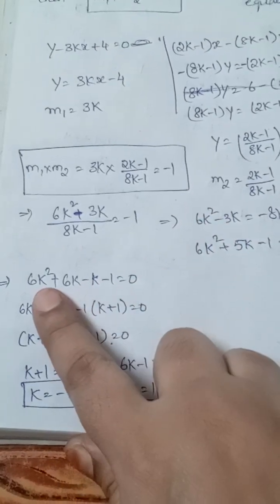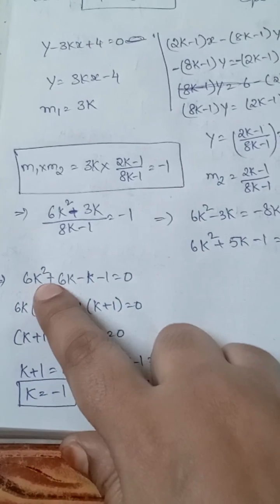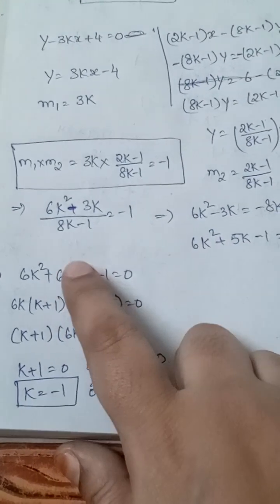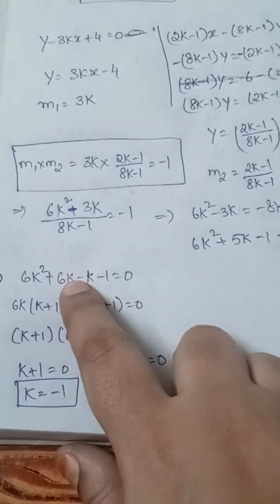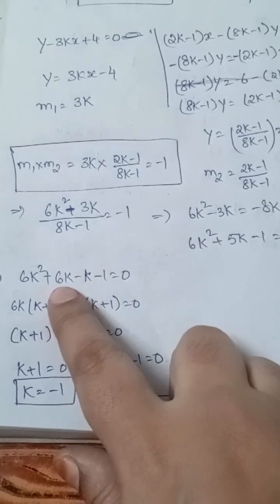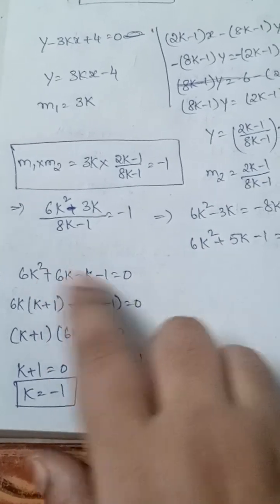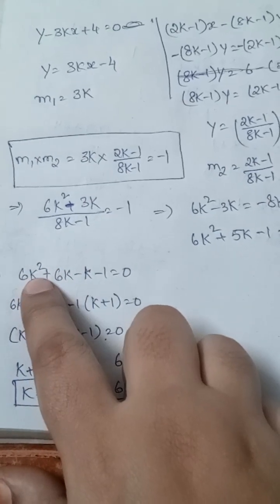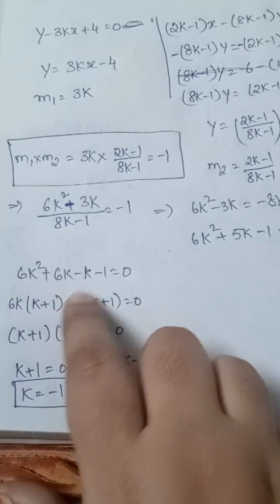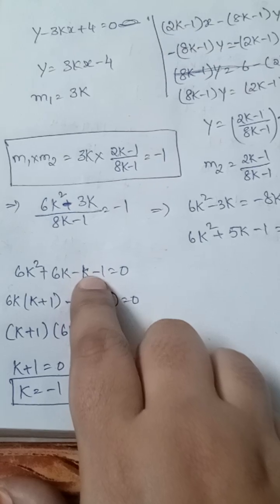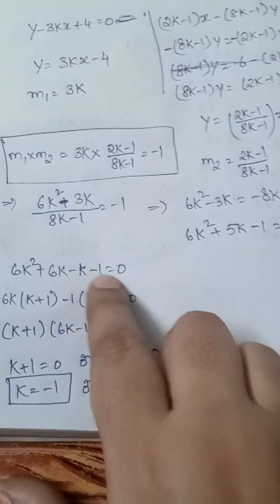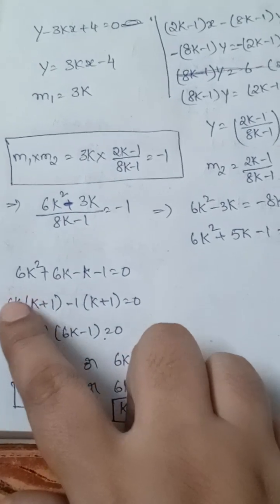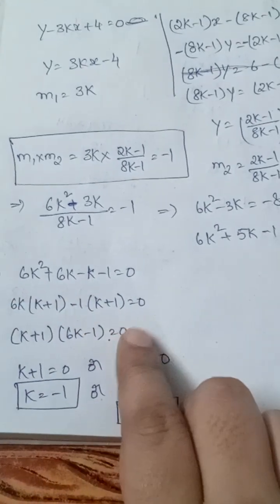Here, 6k square plus 5k is nothing but plus 6k minus k, since plus 6k minus k is plus 5k. So 6k square plus 6k minus k minus 1 equal to 0. In the first two terms we took 6k common, so k remains, here 1 remains, so k plus 1. In the last two we have -1 common, so -1 and k plus 1 remains. So in these two again common k plus 1, and remains 6k minus 1 equal to 0.